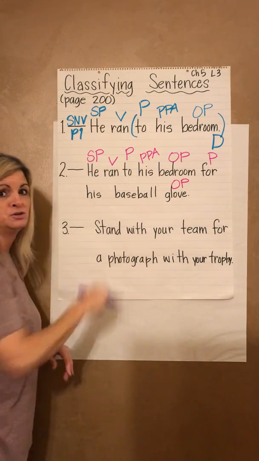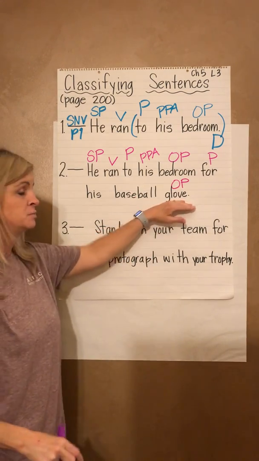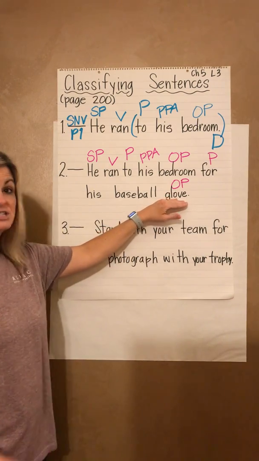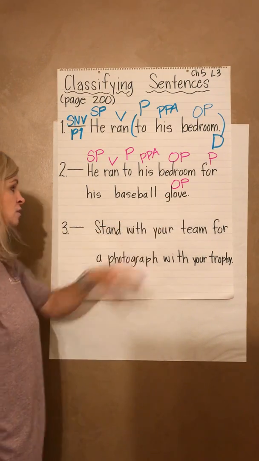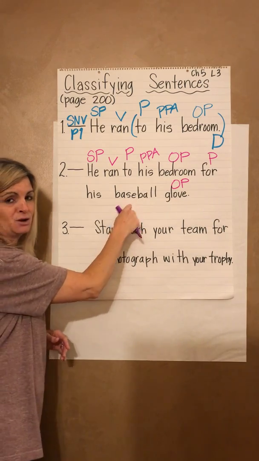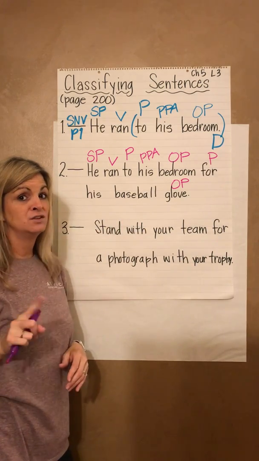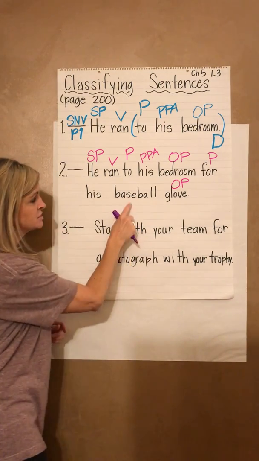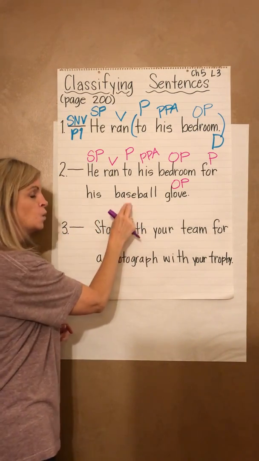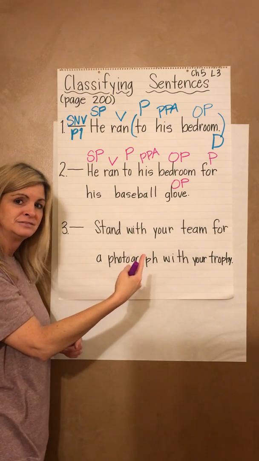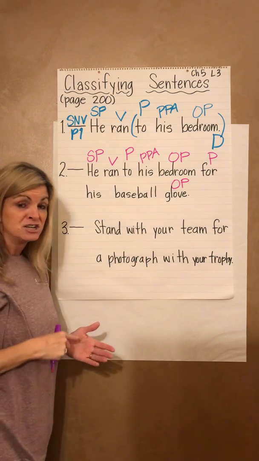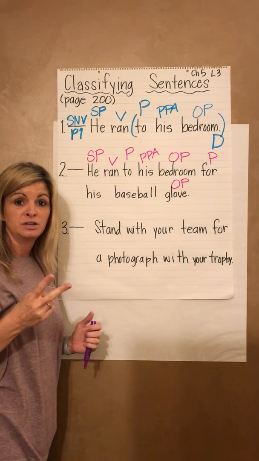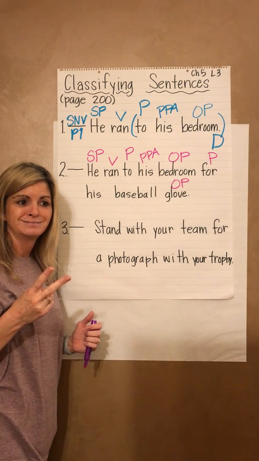Don't let this throw you, because remember, the object of the preposition is just going to be one word. It is a baseball glove, but glove is the object of the preposition. All right, because this word, baseball, answers a different question, even though many times baseball is a noun. But in this case, it answers the question, what kind of glove? And we know that adjectives answer the questions, what kind, which ones, or how many.